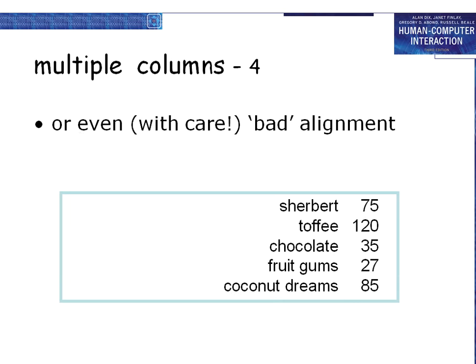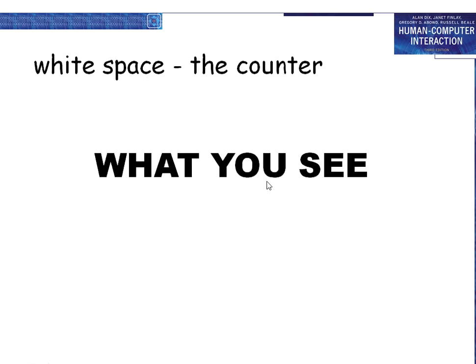Also, we must care about bad alignment. Why is this bad alignment? Because it's not easy for us to recognize this. It's like, oh, it doesn't make sense to us. So we can call it bad alignment.